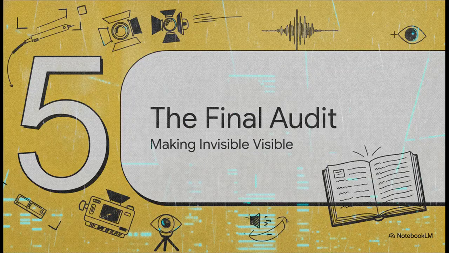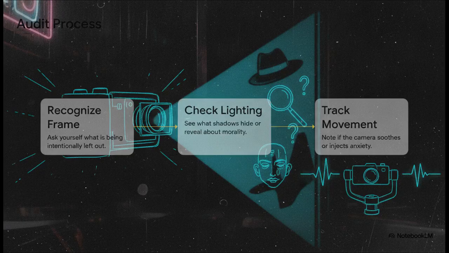And finally, we have arrived at Section 5, the viewer's final audit, making the invisible visible. We've looked at the evidence together today: the isolating or intimate framing, the morally ambiguous lighting, the anxiety-inducing movement. So, what do we actually do with this ledger of hidden truths? Well, you now have the tools to make the invisible visible. I want to empower you with 3 practical steps to take back control of your viewing experience.